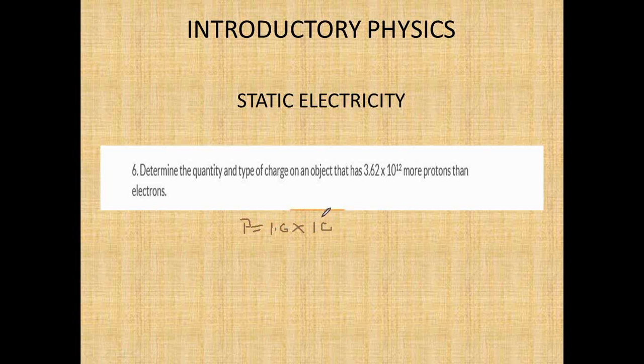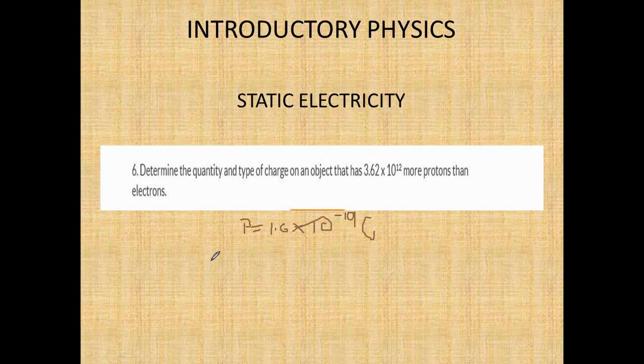Remember, the coulomb is a very large unit. So each proton contains this amount of charge, 1.6 times 10 to the power minus 19 coulombs. It has an excess of 3.62 times 10 to the power 12 more protons.